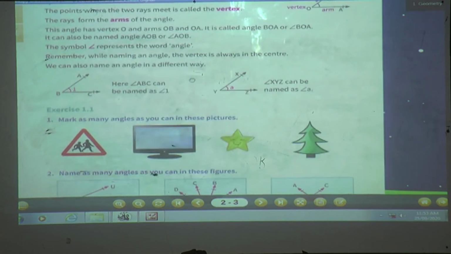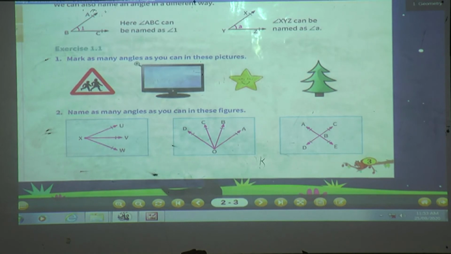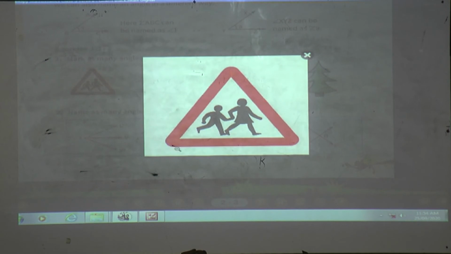Now, students, we will start our exercise 1.1. Here is our exercise 1.1. Question number first: Mark as many angles as you can in this picture. Here is our first figure. What is this? Where do we find this sign? Yes, we will find this sign in a signal. Which shape is this? Yes, it is a triangle.